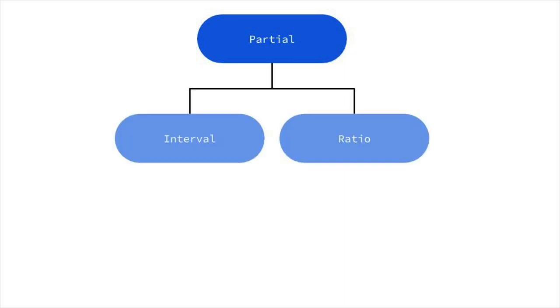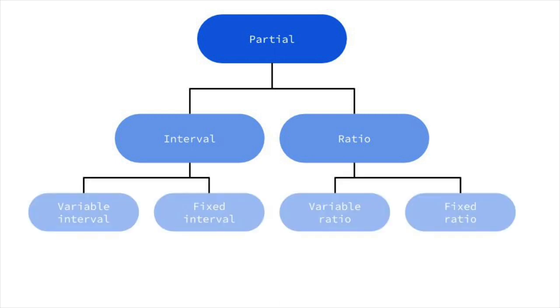There are two variables that can be manipulated to create various types of partial reinforcement schedules, which is where things get a little more complicated. The variables are time and behavior. Schedules determined by time are called interval schedules, and schedules determined by behavior are called ratio schedules. Then each has a variable or a fixed form, which gives us four types of partial reinforcement schedules. 1. Variable interval. 2. Fixed interval. 3. Variable ratio. And 4. Fixed ratio. Here, fixed and variable describe the pattern of reward.